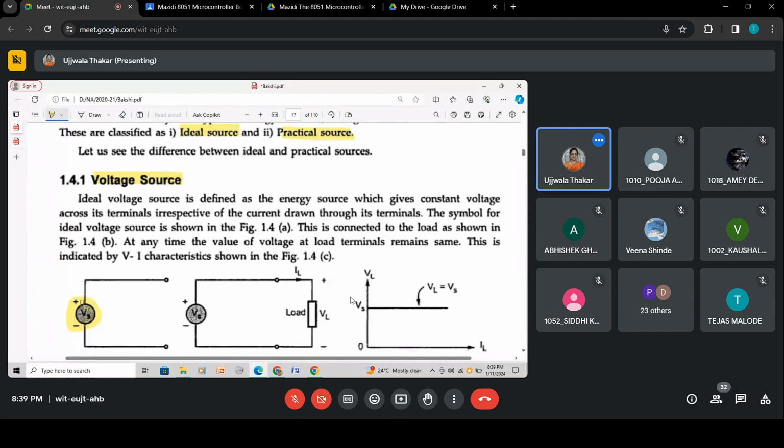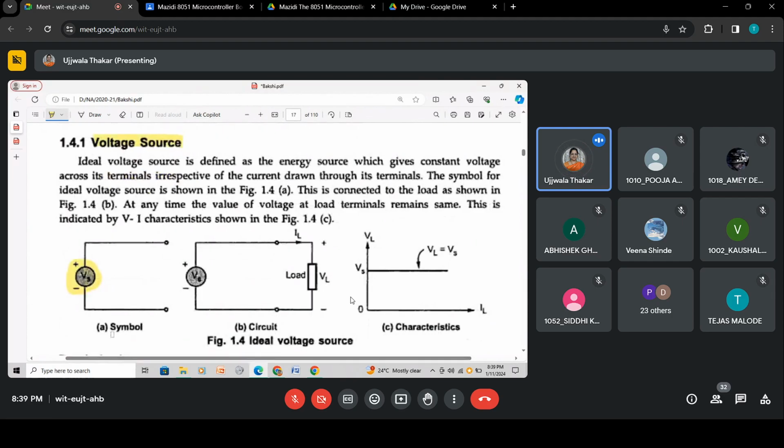If it is a DC source, then you have to draw the polarities. This is the symbol. This is the circuit or network when it gets completed, so you connect the load across the source. Otherwise, these terminals are shown as an open circuit.